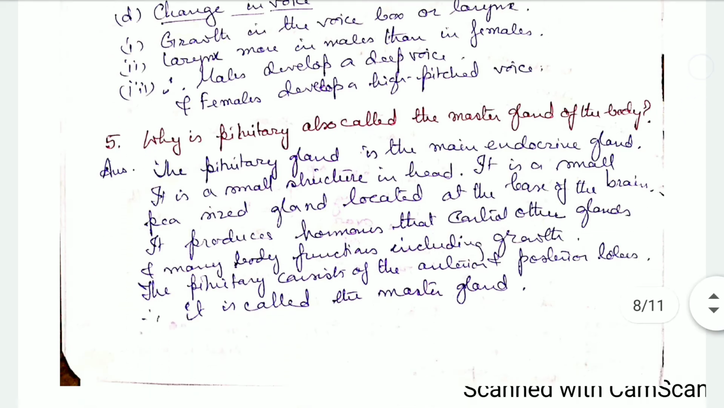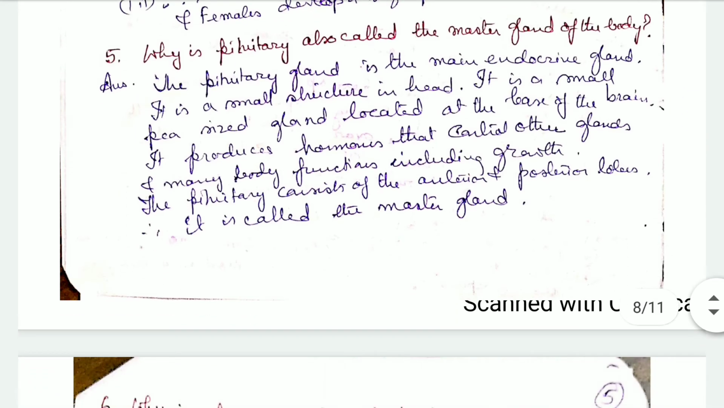Okay. Next is, why is the pituitary also called the master gland of the body? The pituitary gland is the main endocrine gland. It is a small pea-sized gland located at the base of the head, in the brain. It produces hormones that control other glands and many body functions including growth. The pituitary consists of anterior and posterior lobes.